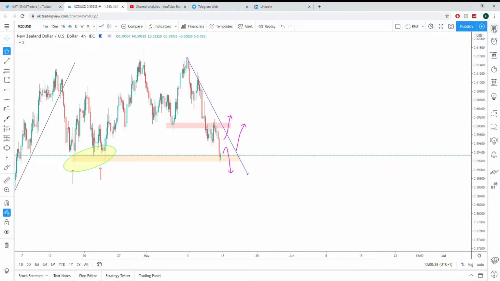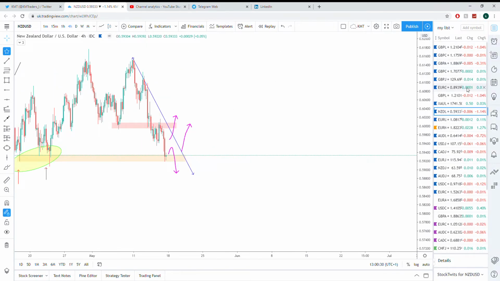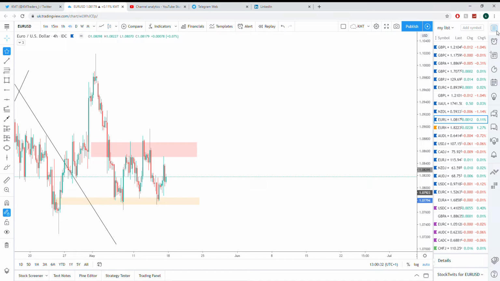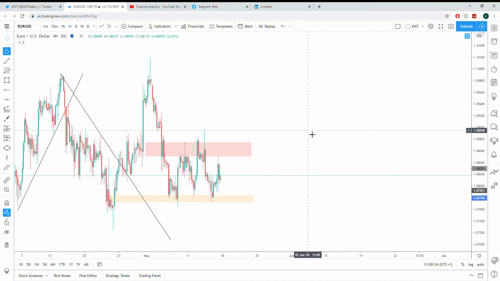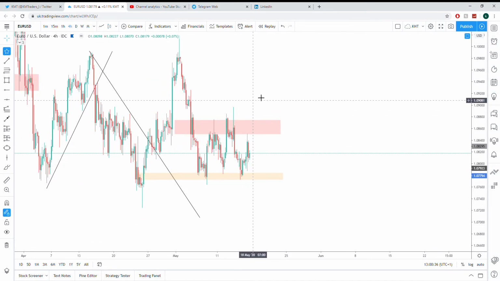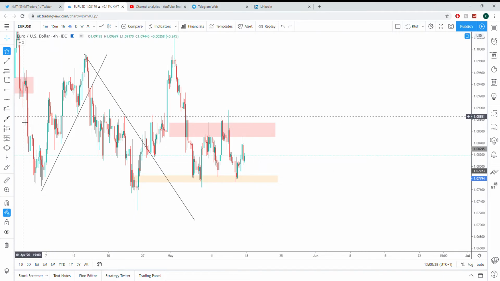So again, moving on for the next pair, so looking at euro to the US dollar. Again, we're currently in some form of a range, but obviously on a lower time frame.